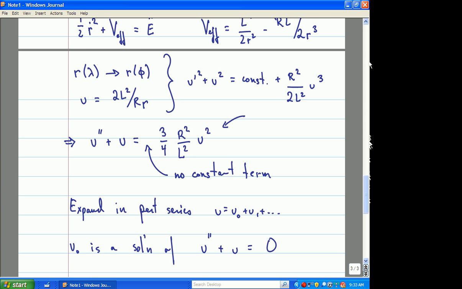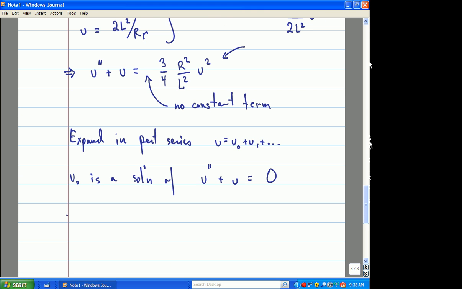Well, that's an easy equation. Even I can solve that equation. That's the equation of motion of a simple harmonic oscillator. So that u naught will be a linear combination of sines and cosines. And I will just choose my constants of integration so that u naught is c times cosine phi, where c is some constant of integration. So I could always just shift phi in order to make u look like a cosine rather than a linear combination of sines and cosines.